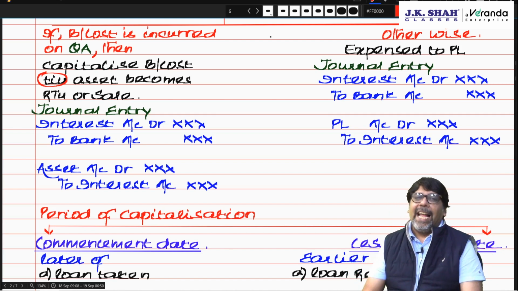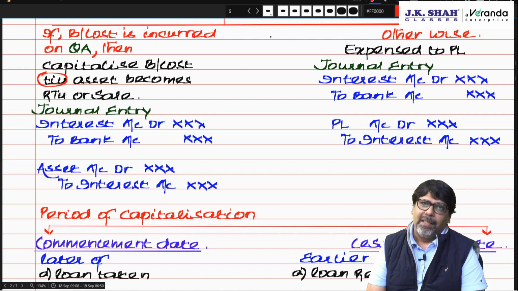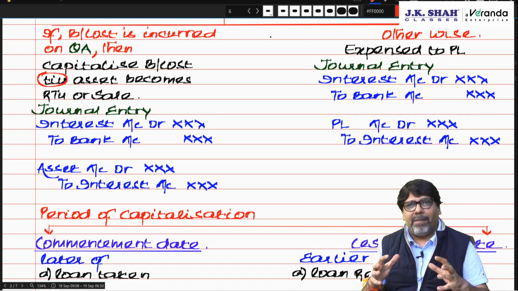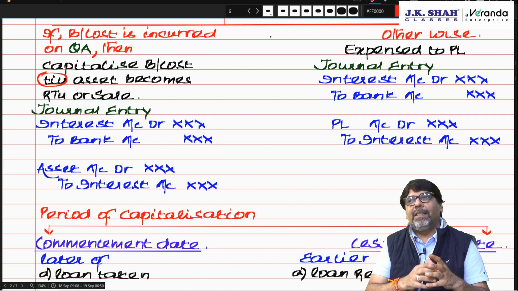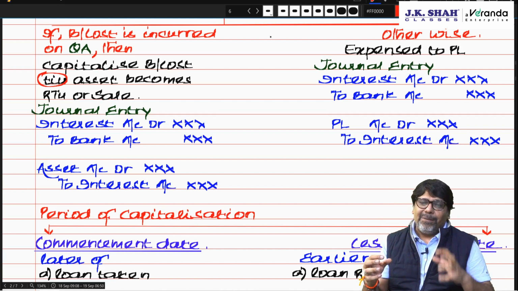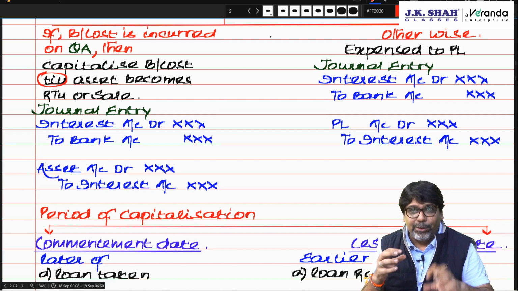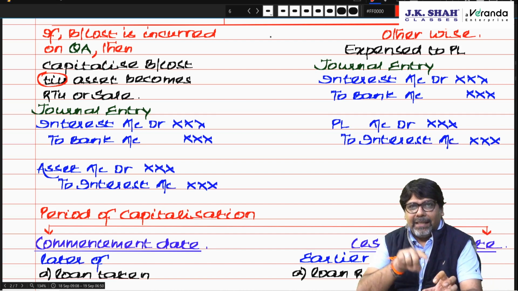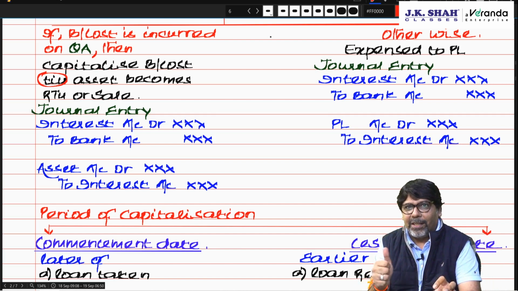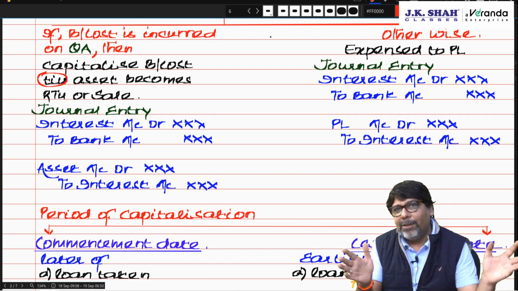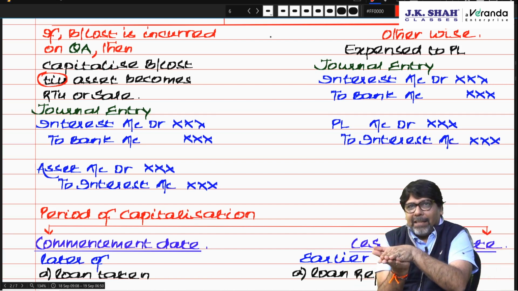Yes, sir. Hence, to have the matching concept proper, that cost should be matched with the revenue generated. Hence, what they are saying is that whatever borrowing cost you incur should not be transferred to P&L, since its corresponding revenue is not coming. Corresponding revenue will come after 2 years. So 2 years of interest you added to the asset. So your asset value will increase.